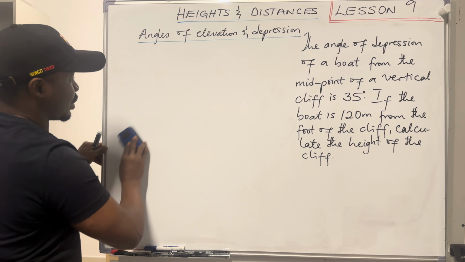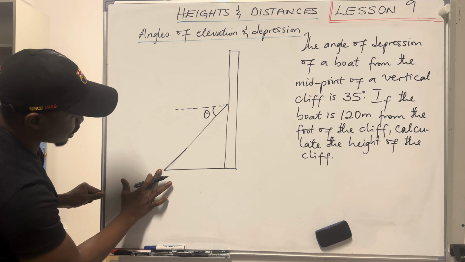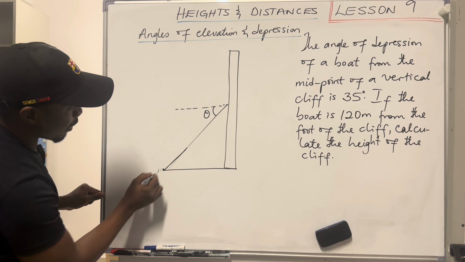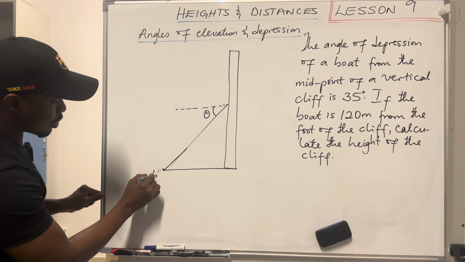So meaning we have a cliff here. But the midpoint of a vertical cliff, and there is no way the cliff is not at the ground level. So now we can just refer the boat to be here. Is that clear? So meaning at the midpoint of the vertical cliff, someone is observing or looking at a boat here. But what is the angle?